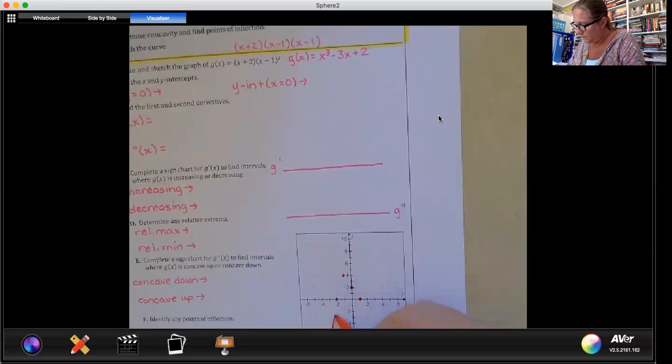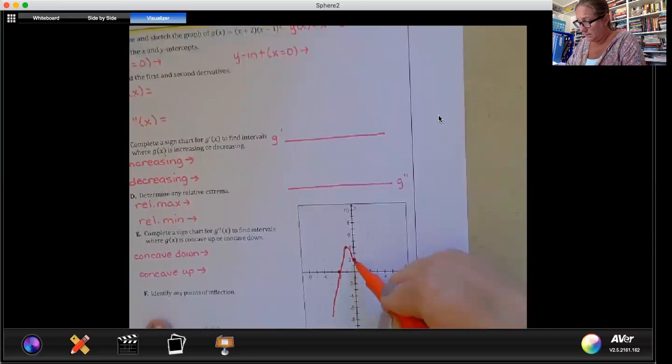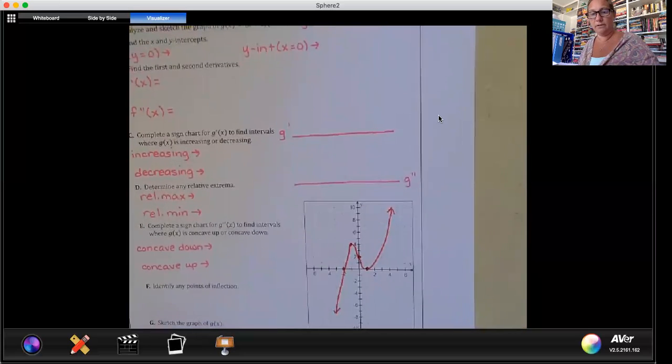We are increasing, concave down. We hit a maximum. We are decreasing, concave down. We hit a point of inflection. We are decreasing, concave up, hit a minimum, and we are increasing, concave up for our function. So again, if you like that chart, feel free to keep it. If you don't and the other is perfectly fine, then you're welcome to keep that as well.